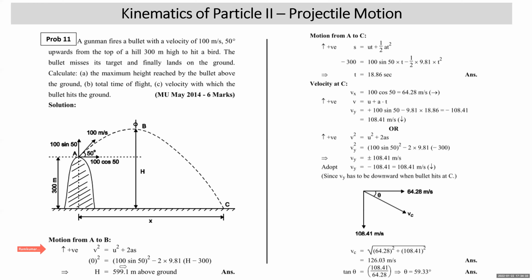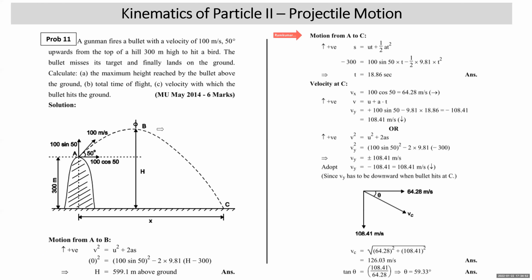Initial vertical component velocity is 100 sin 50 square minus 2gh. Why minus? Acceleration, this is upward positive. You get h above the ground. We are writing the equation of motion from A to B, so point B is above A by h minus 300. So you get h above the ground.